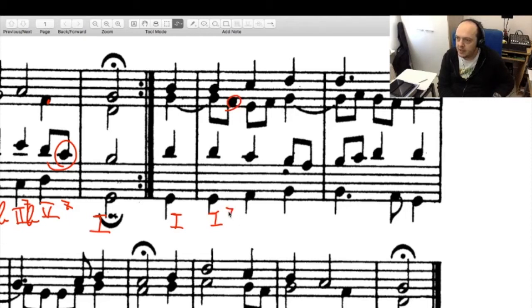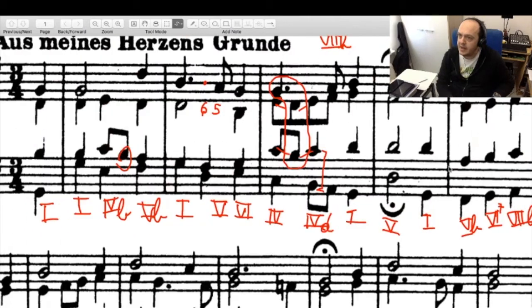Will I put it there? Yes, I will put it there. But look, sure, let's go back to the beginning. If I put it there, I'm also going to put it here. Okay? Let's be fair.